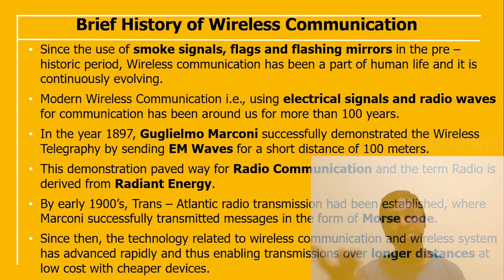In the year 1897, it was Marconi who successfully demonstrated wireless telegraphy by sending electromagnetic waves over a short distance, 100 meters. That's how radio communication came into effect, and the word radio is derived from radiant energy. By the early 1900s, transatlantic radio transmission had been established, where Marconi successfully transmitted messages in the form of Morse code. Morse code is a very interesting topic, you can go through that.